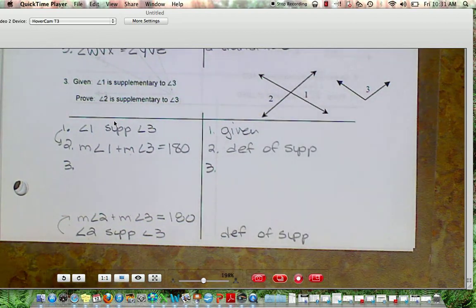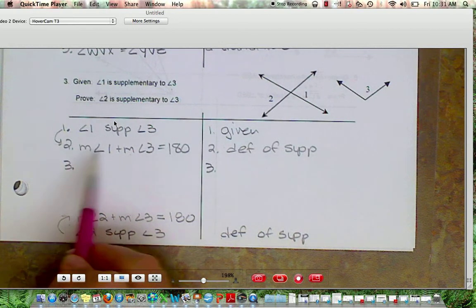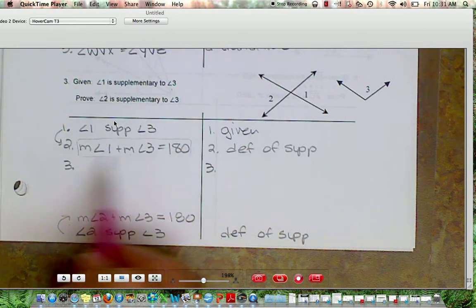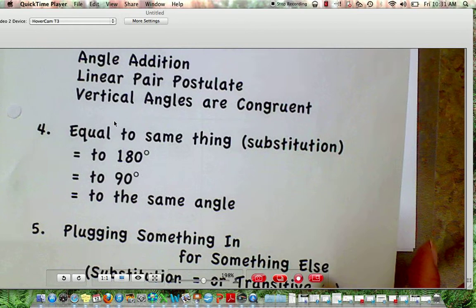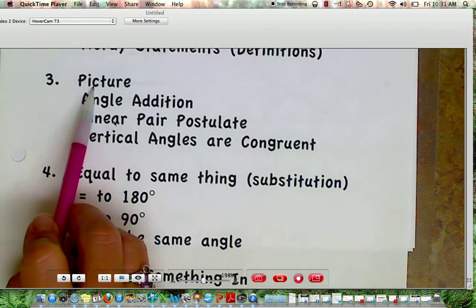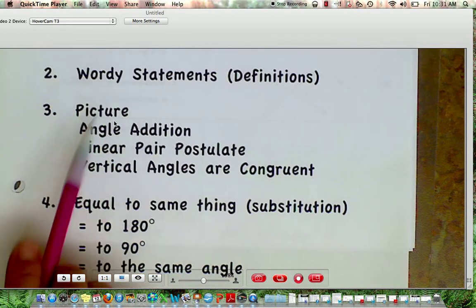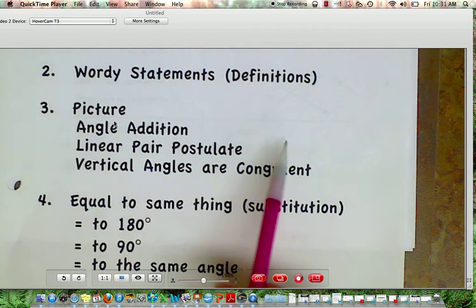All right. Sometimes when you look at a proof, you can look at where you're coming from and where you're going and ask yourself, how are they different from each other? Some of you can already see it, okay? The other thing you can do is go back to your We the People Eat Pizza and go to the picture. So we did the wordy statements, and now we go to the picture. I don't see any angle addition.